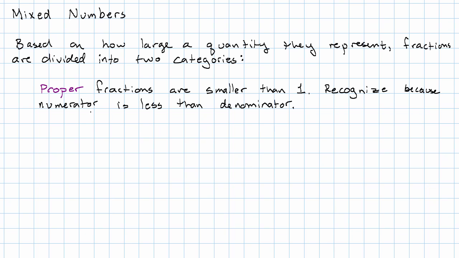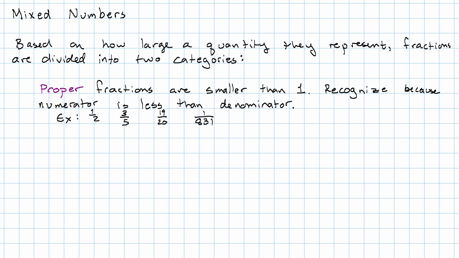So, for example, 1/2, 3/5, 19/20, 1/831. These are all proper fractions. They all have a numerator less than a denominator. They all represent less than one whole thing.